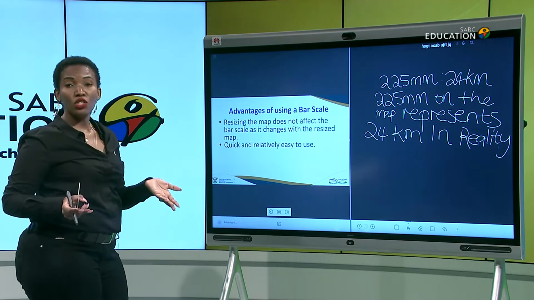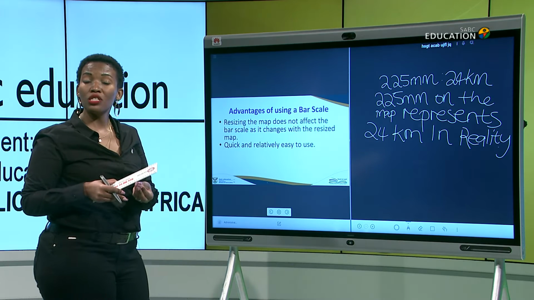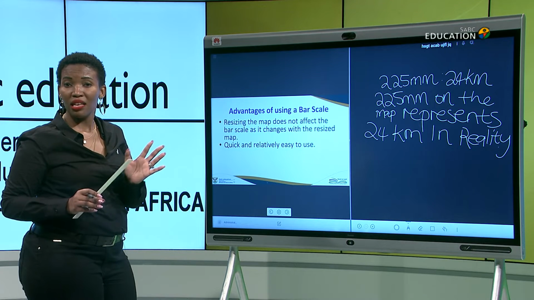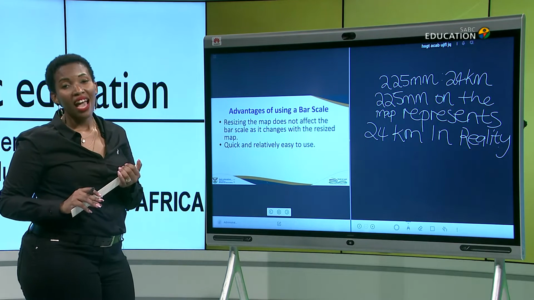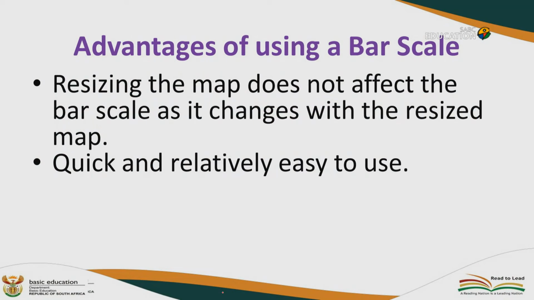And now the advantages of working with a bar scale: when the map is resized, it does not affect our bar scale, because our bar scale will also be resized by the same factor. So if the map is enlarged, our bar scale will also be enlarged. And if the map is reduced, the bar scale will also be reduced by the same factor. So whether you are resizing the map or not, the bar scale will not be affected. That is one of the advantages. And then secondly, the calculations when working with a bar scale, you will see as we do our calculations, they are also very quick and easy to use, straightforward.